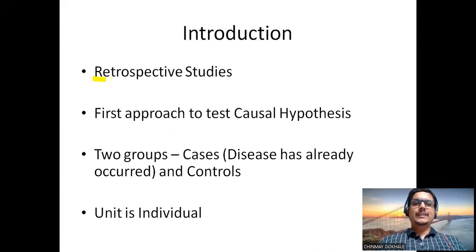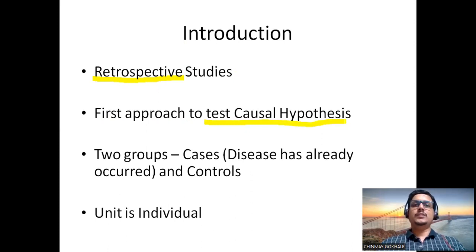So case control studies are retrospective studies. This is something which students need to get absolutely clear in their head: other studies like cohort studies can be retrospective, prospective, retro plus prospective, etc. But as far as case control studies are concerned, they are retrospective, backward looking studies, and often they are the first approach to test the causal hypothesis because they are part of analytical epidemiology. We are testing the causal hypothesis.